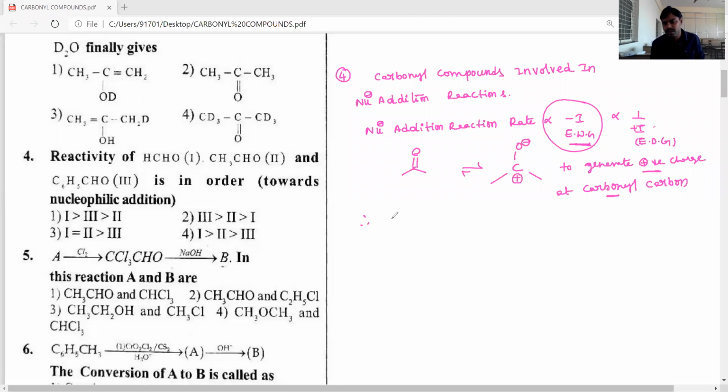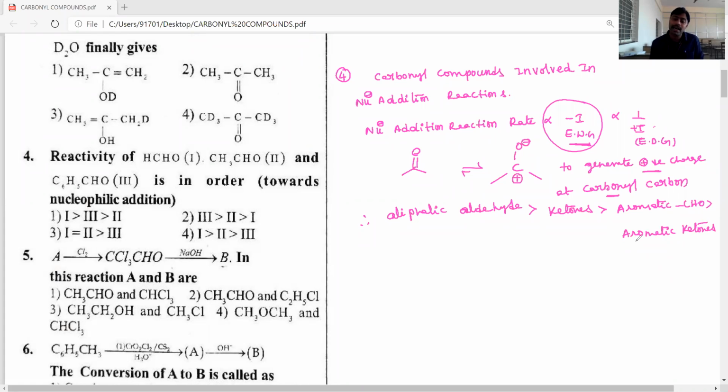Therefore, aliphatic aldehydes are more reactive than ketones, and then aromatic aldehydes, and then aromatic ketones. It's very important, dear students.